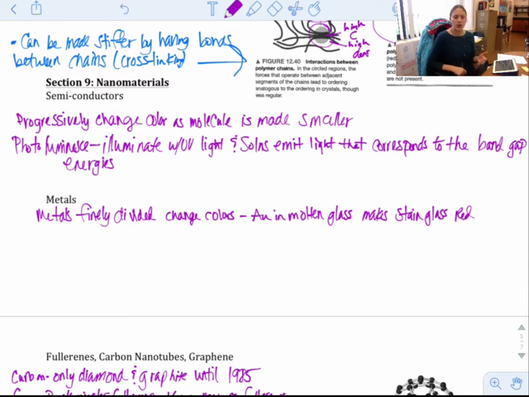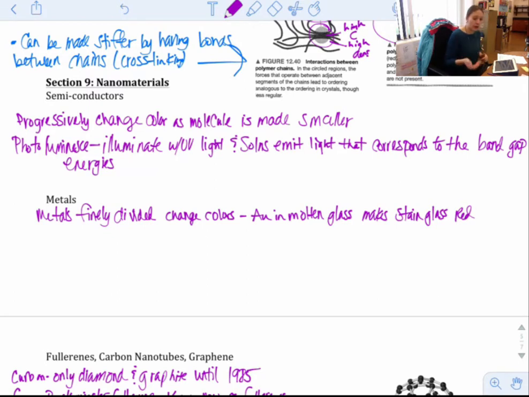You can actually illuminate them with UV light, and the solution will actually emit light that corresponds to whatever the band gap is. So that's why things photoluminesce, or sometimes why things phosphoresce, depending on what you're dealing with. But they'll luminesce a certain amount of light or a certain kind of light depending on what the band gap is between two things. And that's the gap between your bonding and your anti-bonding. Okay, we talked about that.